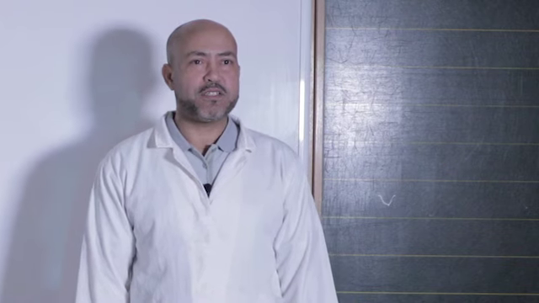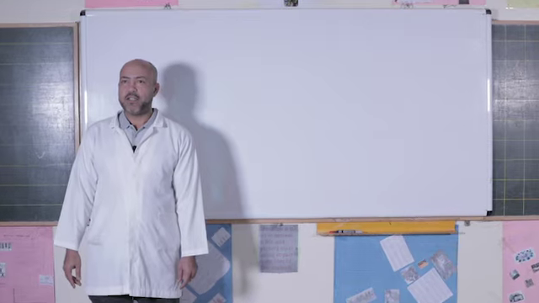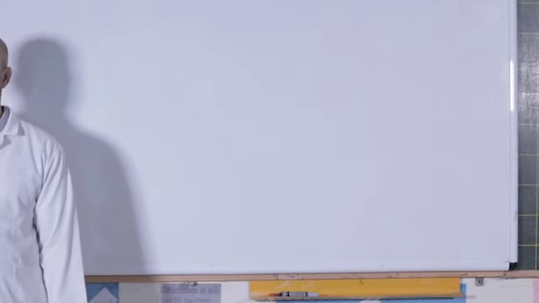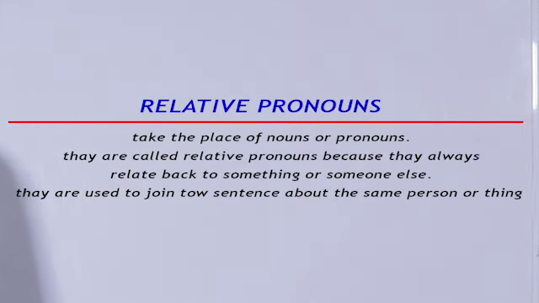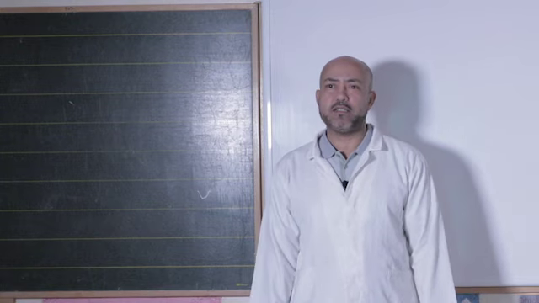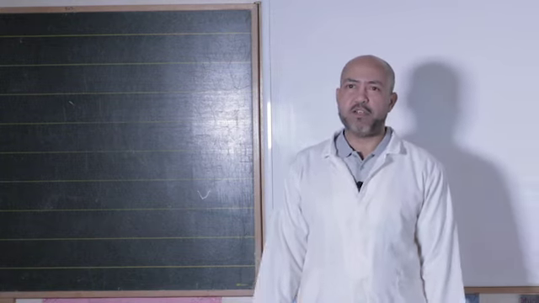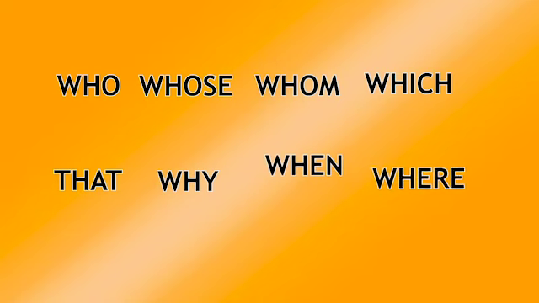So let's first start with the definition of relative pronouns. We can of course define them as pronouns that take the place of a noun or a pronoun. These pronouns are called relative pronouns because they relate back to something or someone. They are used to join two sentences about the same noun or thing. In English, there are 8 relative pronouns, namely who, whose, whom, which, that, why, when, and where.